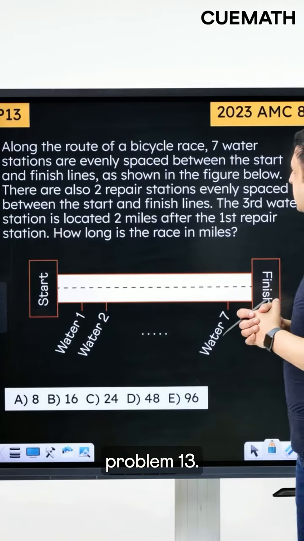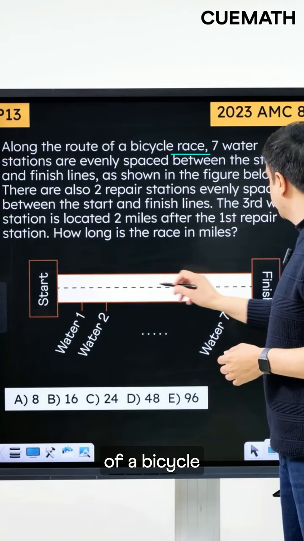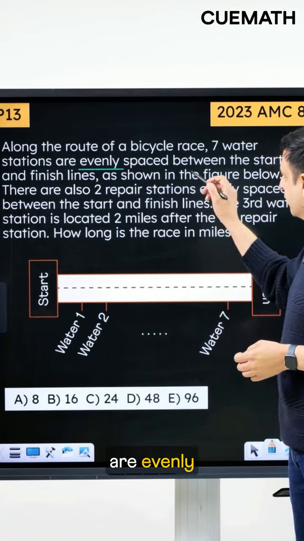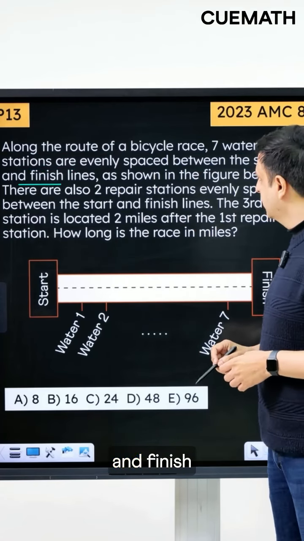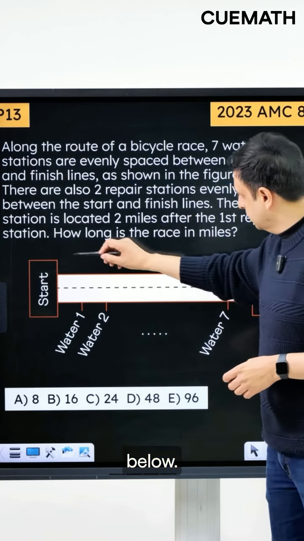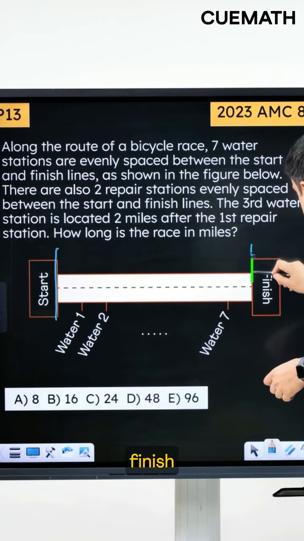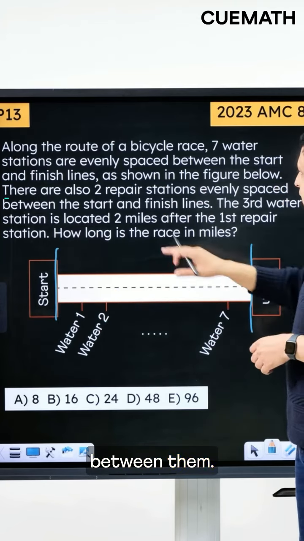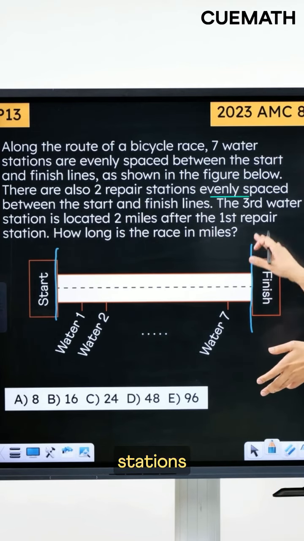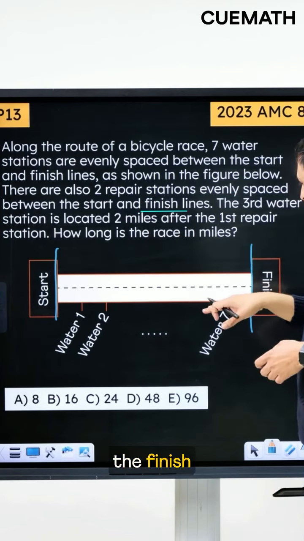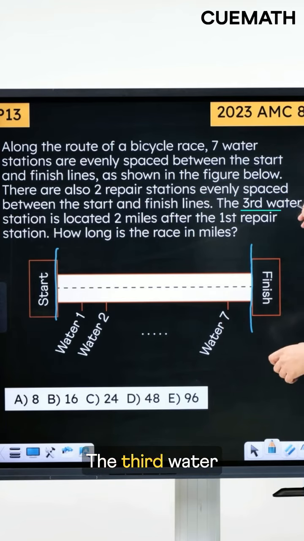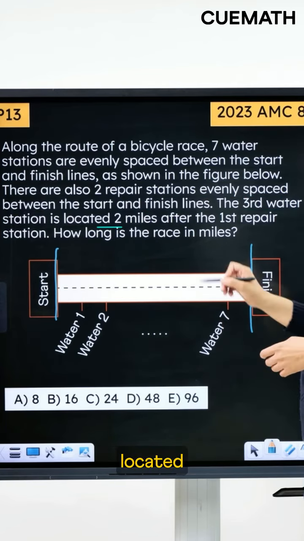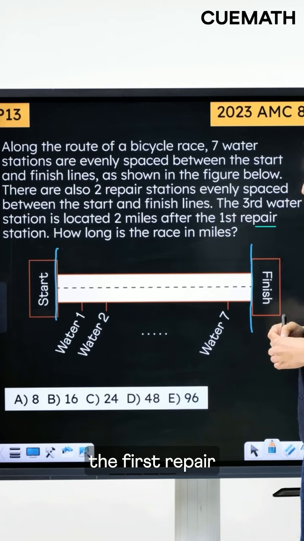Now here is problem 13. Along the route of a bicycle race, 7 water stations are evenly spaced between the start and finish lines as shown in the figure below. So here's the start line, here's the finish line over here, and 7 water stations have been evenly spaced between them. There are also 2 repair stations evenly spaced between the start and the finish lines, but they're not really shown here. The third water station is located 2 miles after the first repair station.